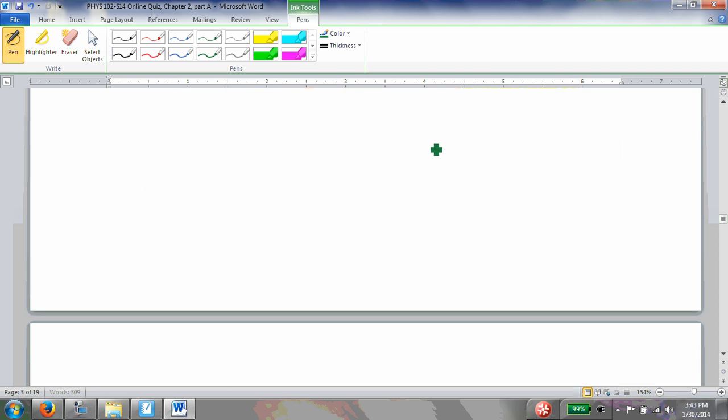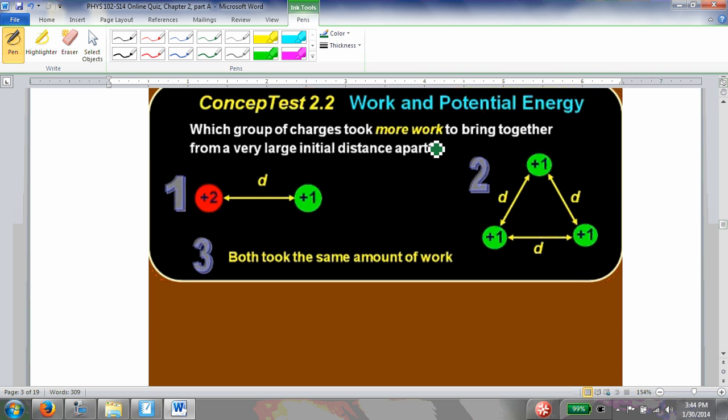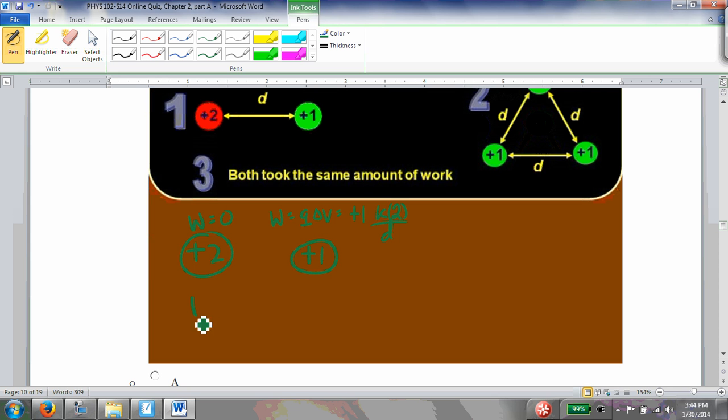So let's see, what group of charges took more work to bring together from an initial distance apart? Okay, this is like what we did before. Imagine I'm assembling this group of charges. I bring in the +2 charge, and the work required to bring it into place is 0. Then I bring in the +1 charge, and the work required is Q delta V. That's +1 times K times 2 over D. So the total work for that configuration is 0 plus that, which is 2K over D.